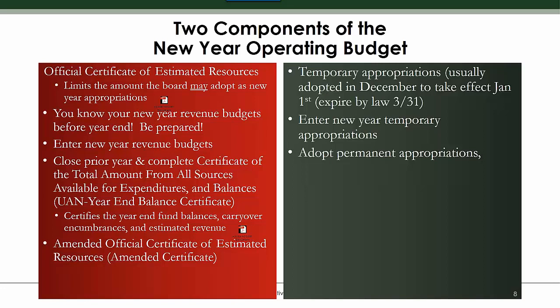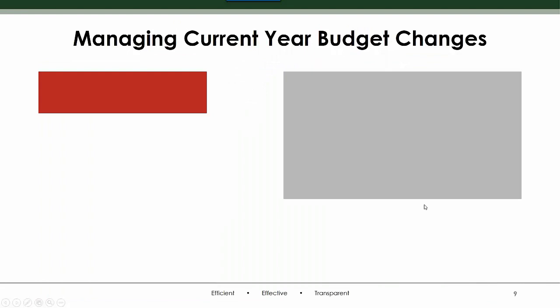Some of you may have had new things happen that you've had to get an amended certificate already. But most people are sitting right here with one amended certificate and their permanent appropriations adopted. So once you adopt permanent appropriations, of course, you enter them in your software. Now, what happens when your budget changes? Before we move forward with that, let me take a look at the questions and see if I can answer some of these.